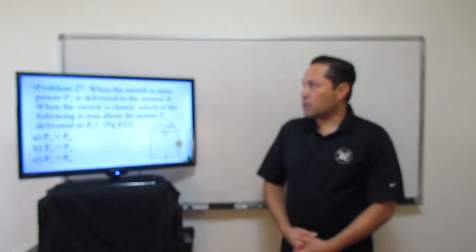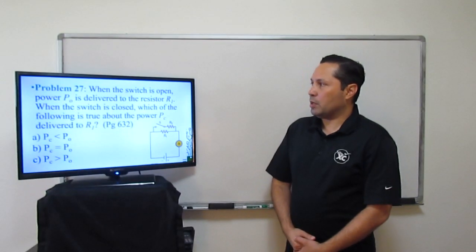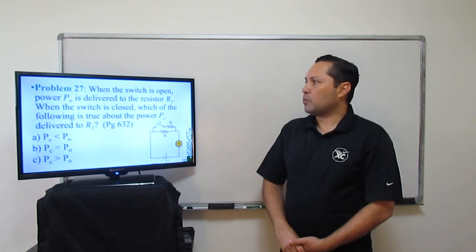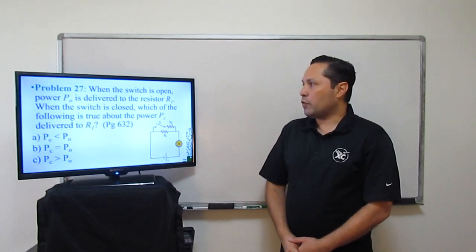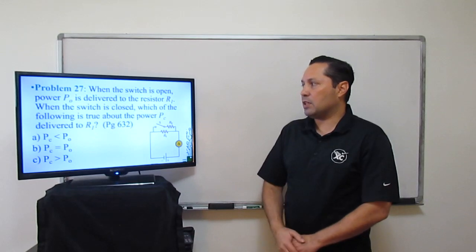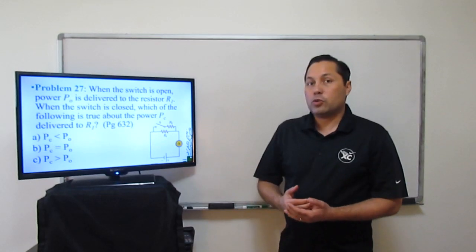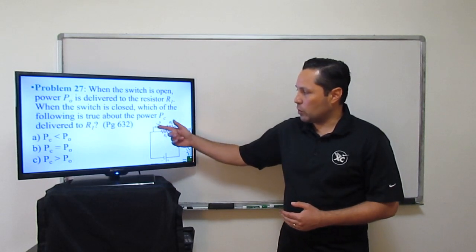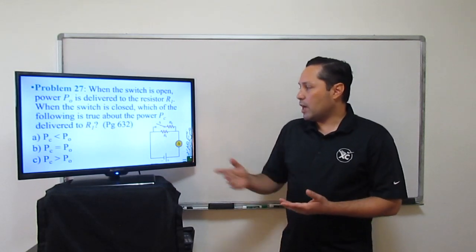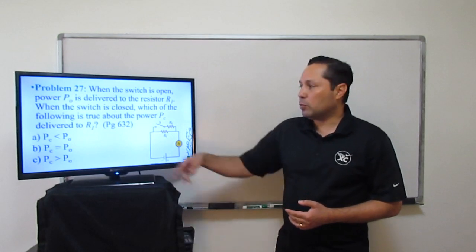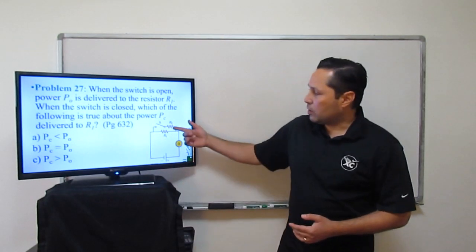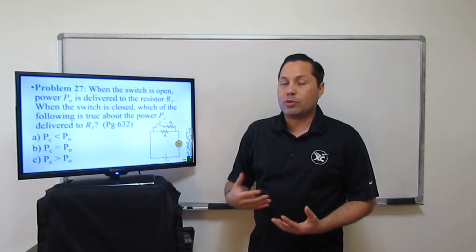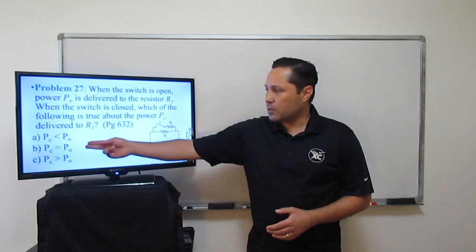In problem 27, we're asked the following question. When the switch is open, power PO is delivered to resistor 1, here it is. When the switch is closed, which of the following is true about power PC delivered to R1? Alright, so now we're going from one single resistor to two resistors once we close the switch. So what happens to the power delivered to R1? The power will remain the same. Remember that here they're connected in parallel, so the brightness of a bulb will remain the same, and therefore the power being delivered remains the same. That's why the answer is B.